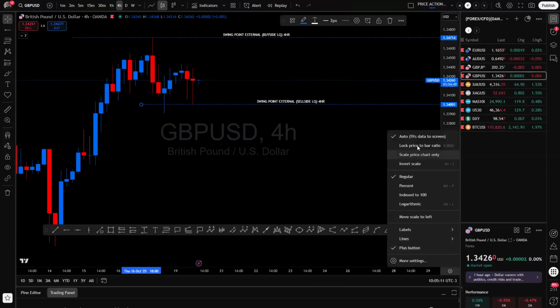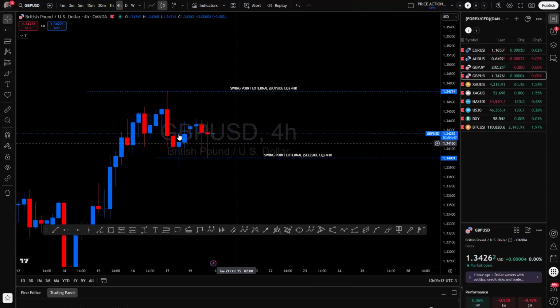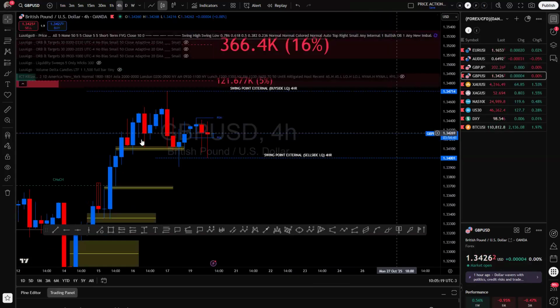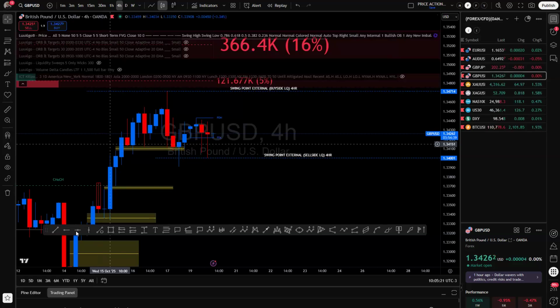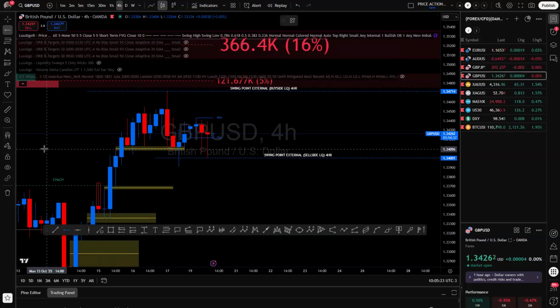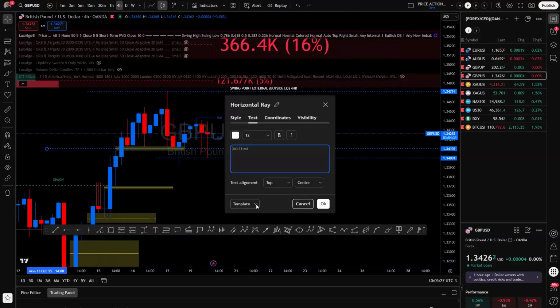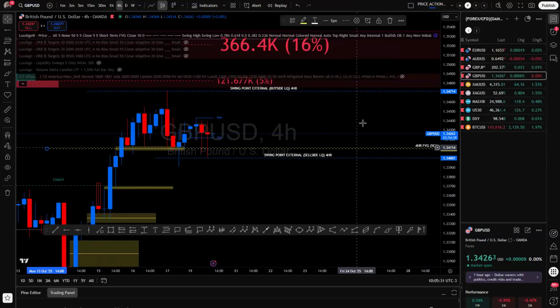Now, based off of that, we want to look for the most recent fair value gap, which I believe is up here. We'll confirm that with our indicator. Okay, so this is our most recent fair value gap. This is going to really be our point of interest here. I'm just going to put that down here.